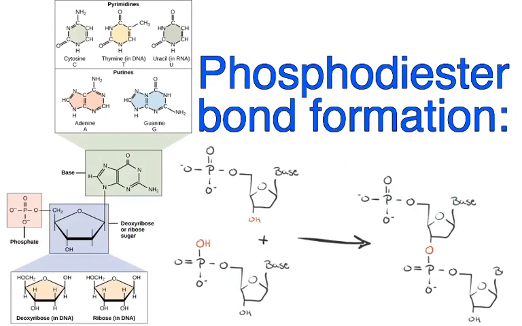There are 4 different types of nitrogenous bases in DNA: adenine, guanine, cytosine, and thymine. And in RNA, there is a 5th base called uracil, which replaces thymine.